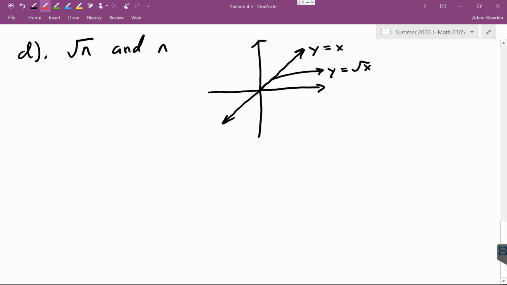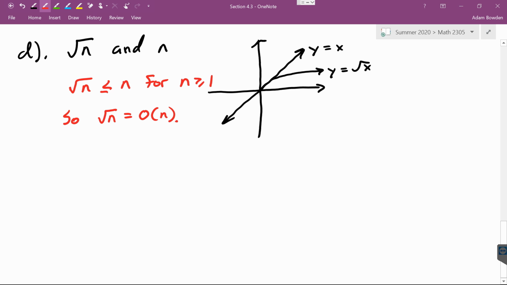After a certain point, square root function kind of stays down below, and y equals x keeps on going up above. And it's pretty clear that things like the square root of n would be less than n or equal to n for n greater than or equal to 1. So we can say that the square root of n is big O of n.